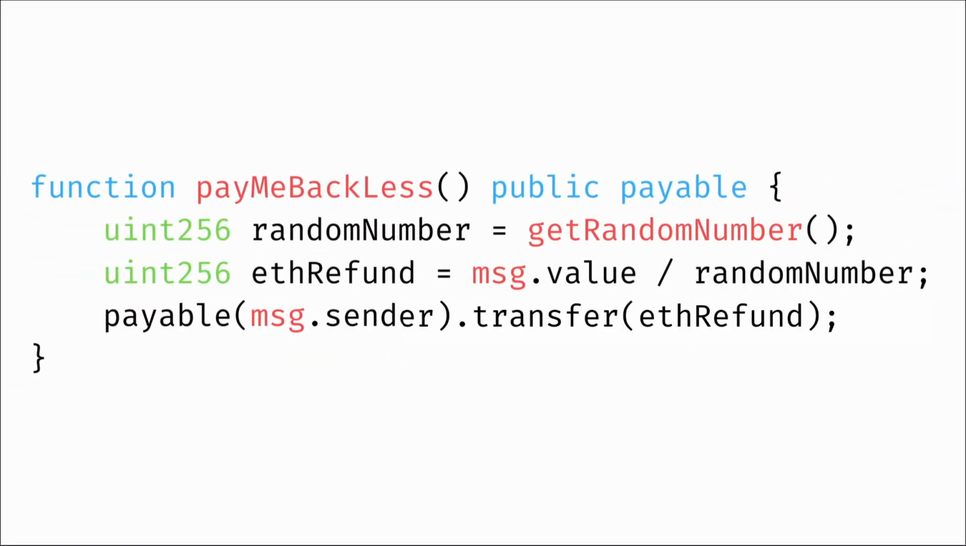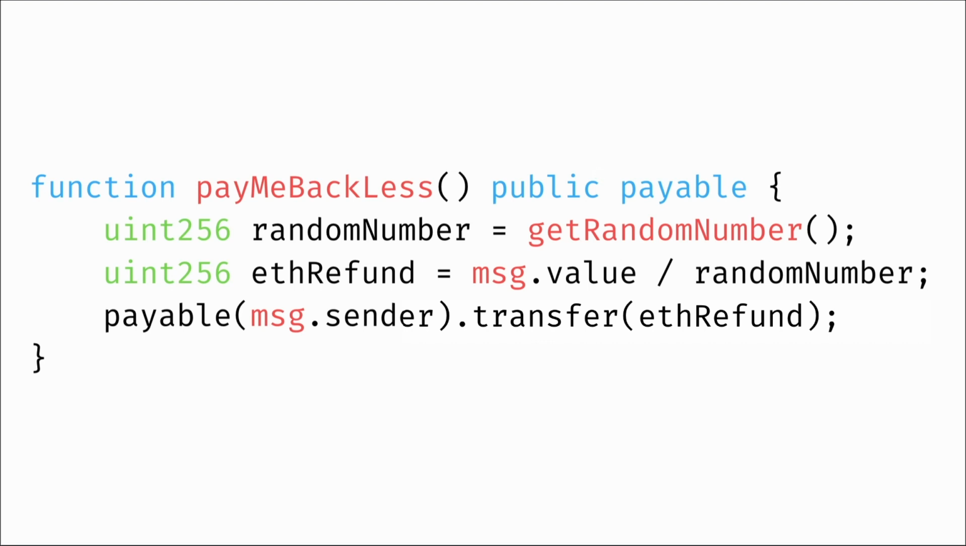Okay, so this is a normal function. The function payMeBackLess basically takes ether from users and pays them back a lot less than what the users sent. A money-eating function in a way. And here we are doing multiple things. So first of all, the function is now not a view or pure function anymore. So we can change state in the function. And then it's also a payable function.